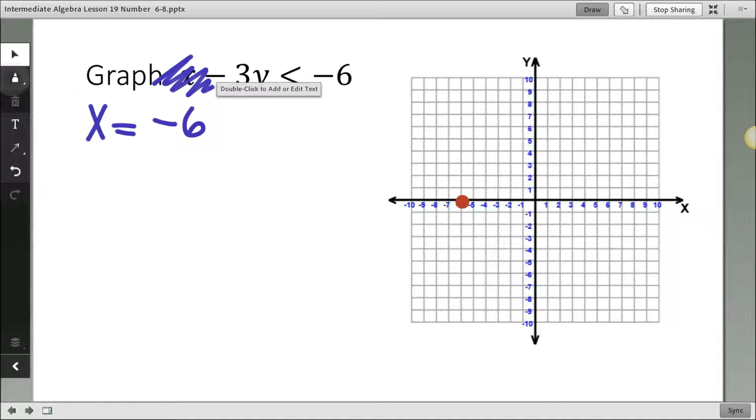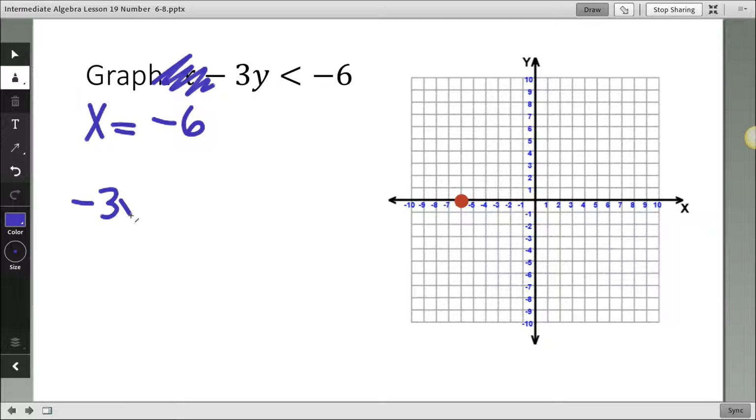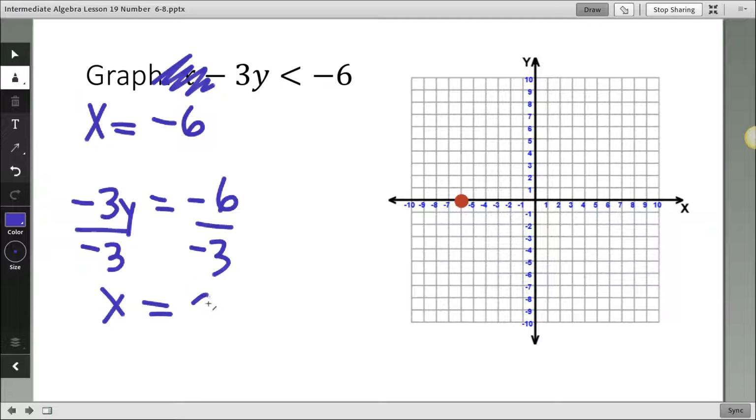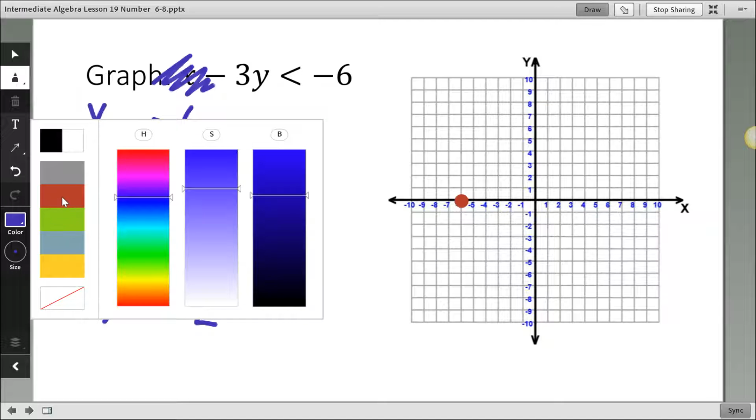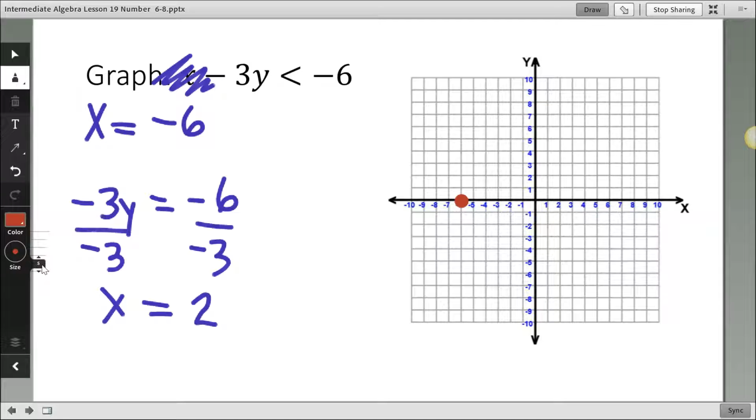And so I'm going to take -3y equals -6, and I'm going to solve for y. Divide by -3. You notice I don't worry about the inequality sign when I do this. So my y-intercept will be +2. So I'm going to plot a point at +2 on the y-axis.